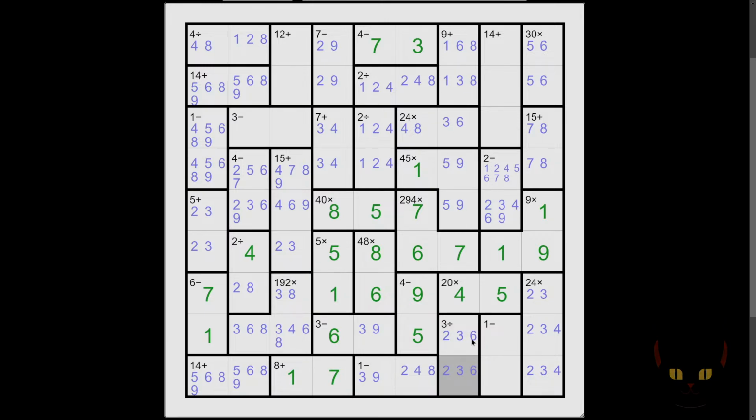Here. 3 needs to pair with either a 1 or a 9. Neither of which are available. So that's the 2 and the 6. It's 8. What's that? 3. So those are 1 and 8.